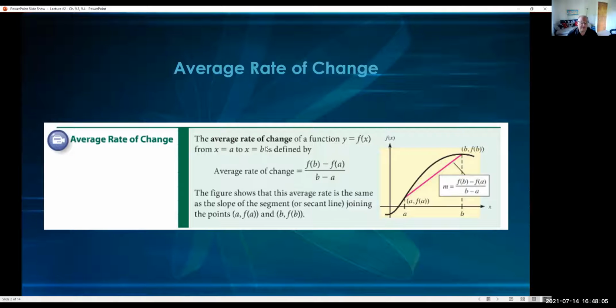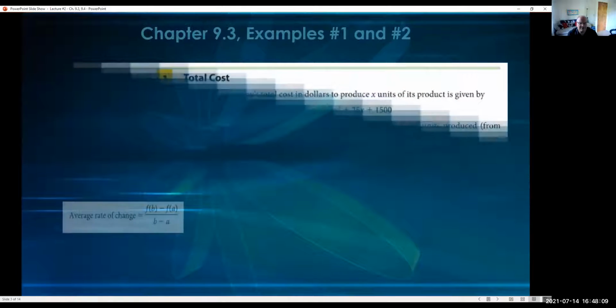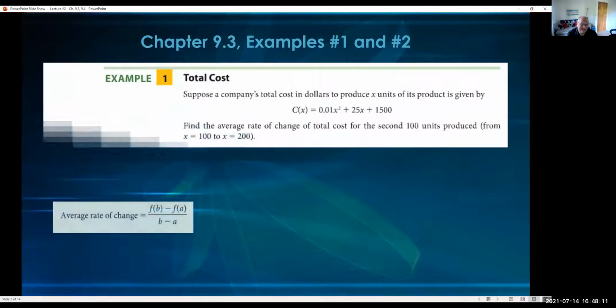All right, let's do an example of average rate of change. I'll show you how basic it is. It's really very easy. You're going to be surprised. If you look at the formula, doesn't it kind of look like slope? Here, the question says, suppose a company's total cost in dollars to produce X units of its product is given by this function. Find the average rate of change of total cost for the second 100 units produced, which is a nasty way to say from X equals 100 to X equals 200. Now, don't worry. You're not going to see a lot of weird wording like that you have to interpret. That's kind of a little underhanded when you start reading a textbook, you know what I'm saying?